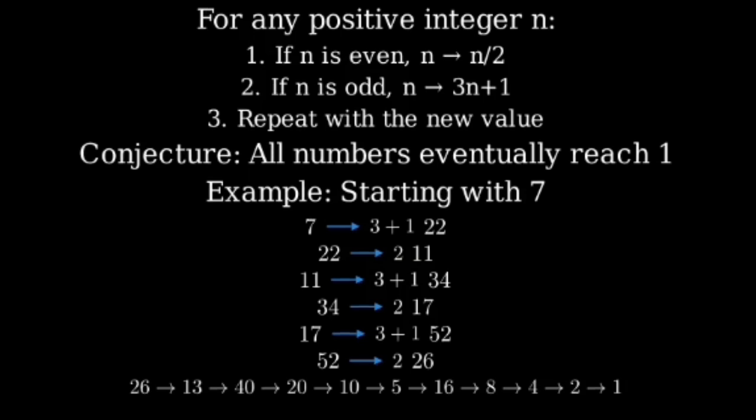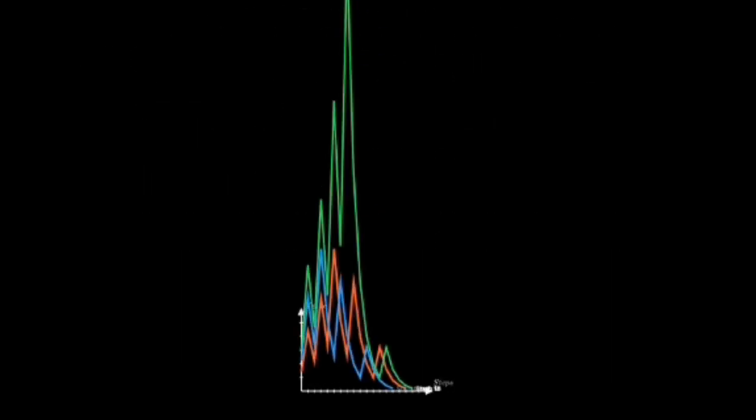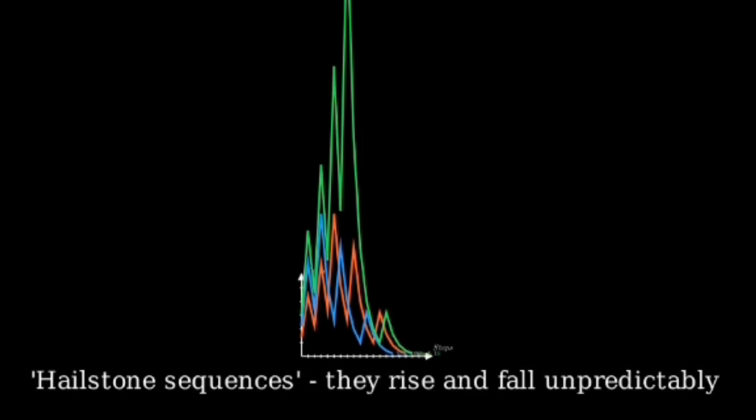A common way to visualize the Collatz conjecture is to plot the trajectory of different starting numbers. Here we see a plot showing several trajectories, with the vertical axis representing the value and the horizontal axis representing the number of steps. These spikes and drops are why the Collatz sequences are sometimes called hailstone sequences. They rise and fall unpredictably like hailstones in a cloud.